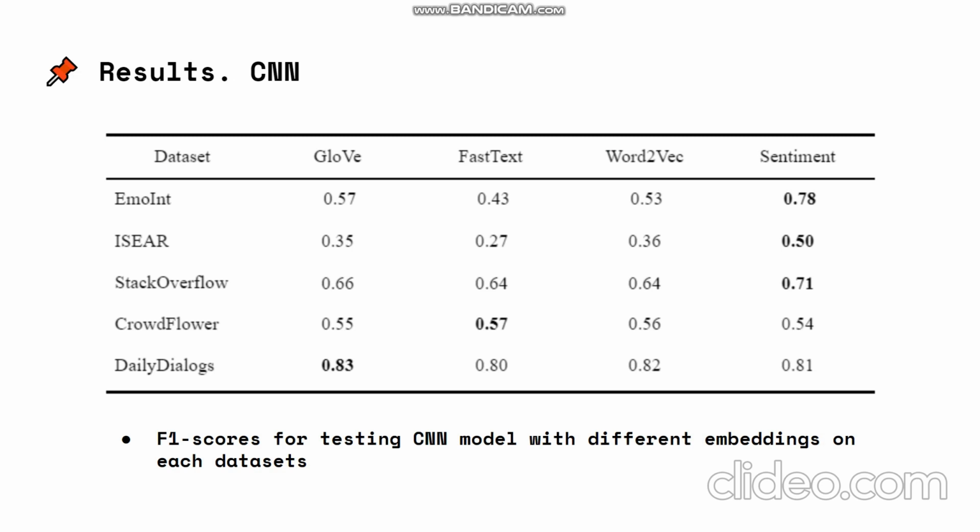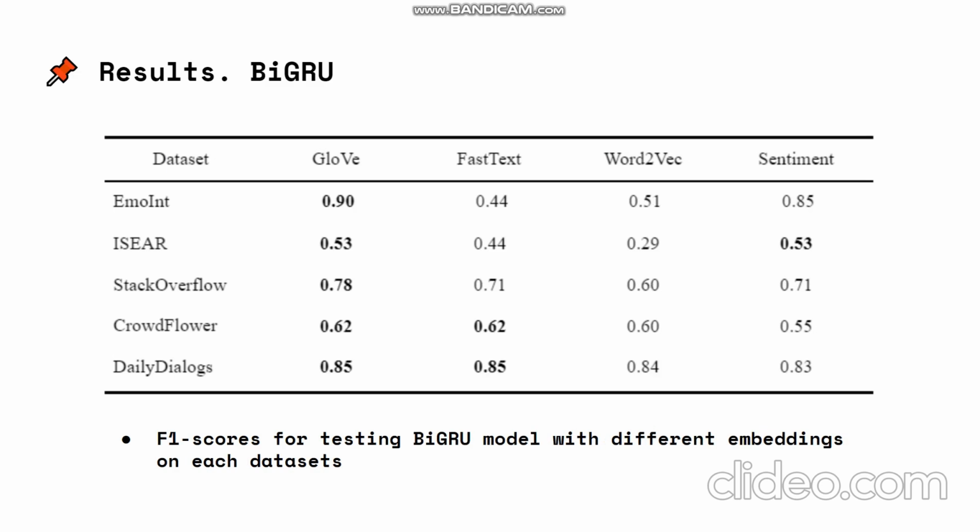And let's go next, and the next one is CNN. CNN works worse than BiLSTM. All embeddings show worse performance than we have in the BiLSTM approach. But for CNN, the best one is sentiment embedding. And let's go to the next one, BiGRU. For the BiGRU, the best performance was made by GloVe embedding, and it has the best performance for each type of dataset, and for BiGRU it is the best choice.